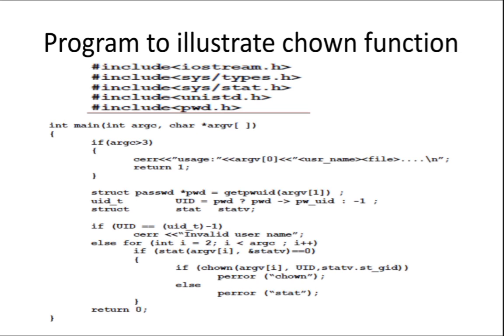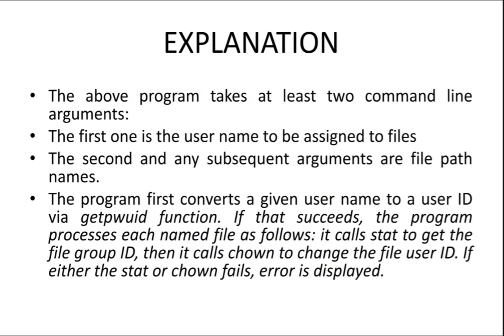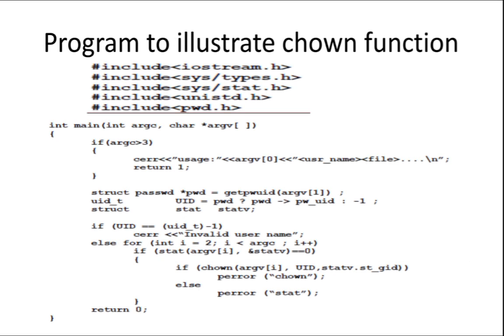You can see there argv of 0 contains the username, right? And the remaining arguments contain the file names also. You can see the first one is the username to be assigned to the files. The second argument and any subsequent arguments are file path names. Don't get confused here, right?